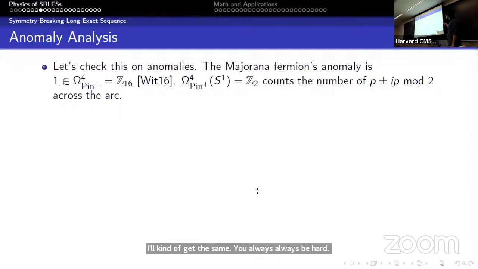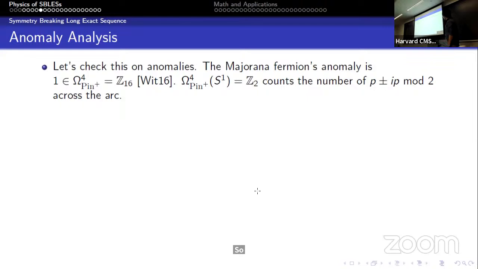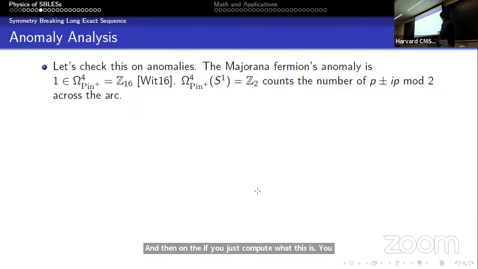As we said, the Majorana fermion previously lives in this 1 mod 16, the generator of a Z16 class. On the other hand, if you just compute what this is, you exactly get a Z2 class. And what it does is count, exactly as I said before, the number of p+ip modes crossing half. The same way as when you just had one copy.